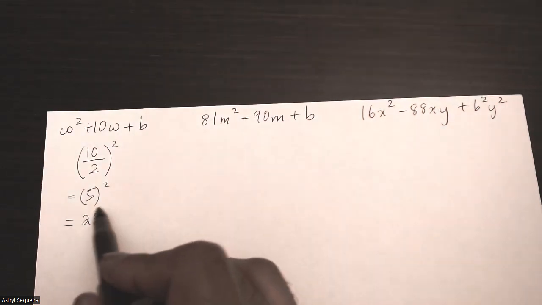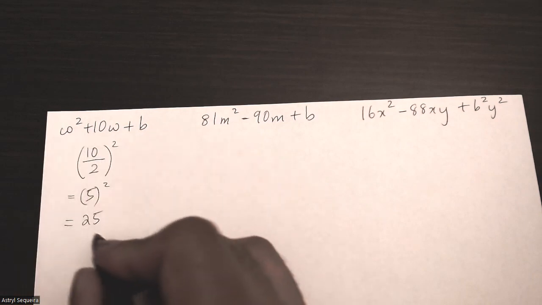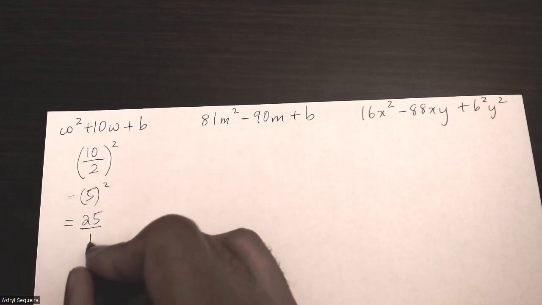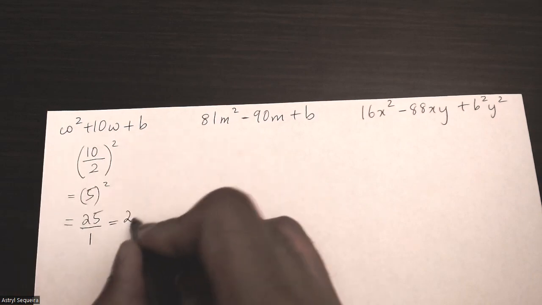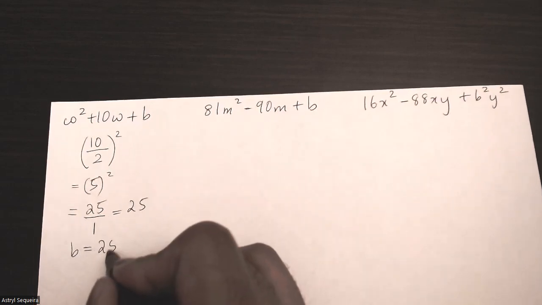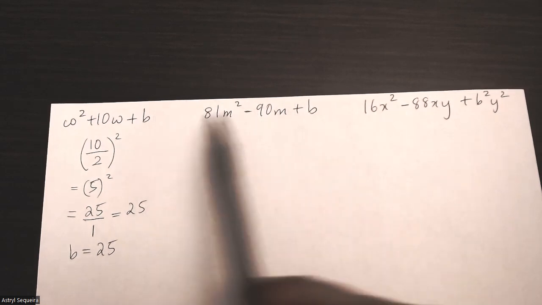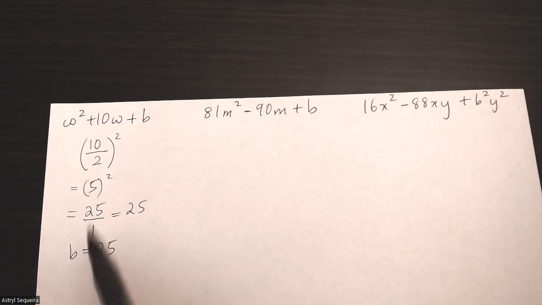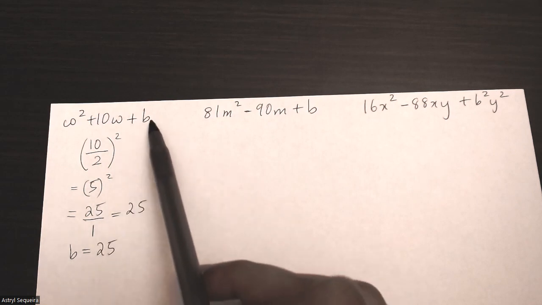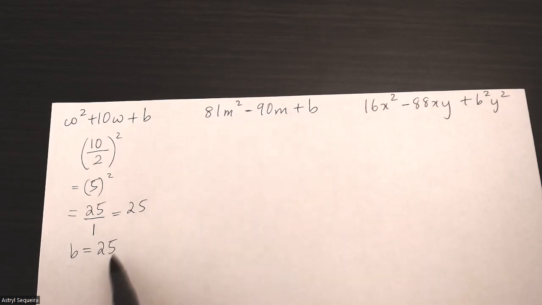Once you get this value over here, you want to divide it by the number in the front. 25 divided by 1 is still 25 in this case. So in this example, b is equal to 25. Now, if you have a plain b at the end, it has to be a positive number. You can never have a negative value for a perfect square at the end over here. My final answer for this is b equals 25.